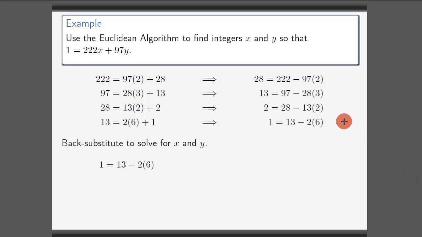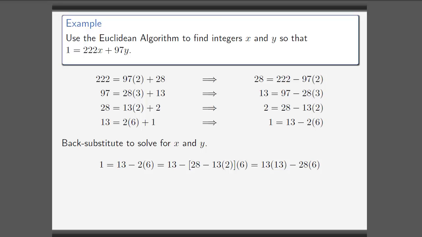So 1 is 13 minus 2 times 6. We look at the 2, and we replace 2 with 28 minus 13 times 2. Then we're going to collect terms. So there's some number of 13s, some number of 28s here. So there are 13 13s when we combine all those, and there are 6 28s.